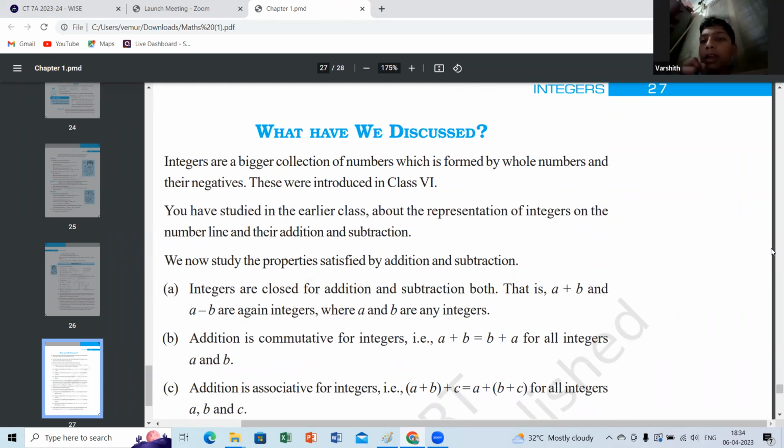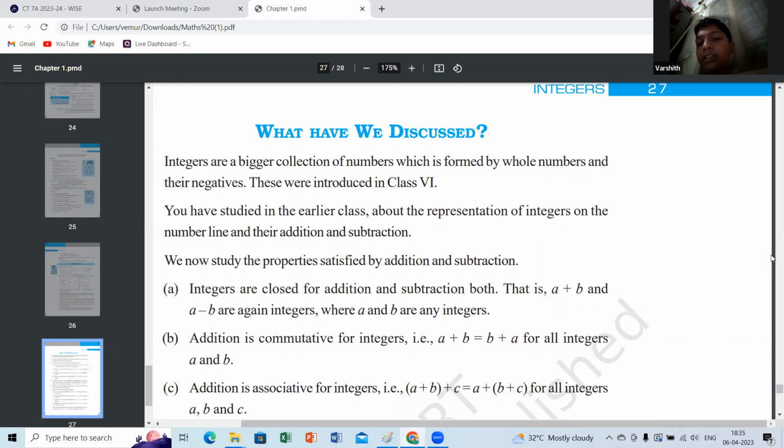Integers are a bigger collection of numbers which is formed by whole numbers and their negatives. These were introduced in class 6. You have studied in the earlier classes about the representation of integers on the number line and their addition and subtraction. We now studied the properties satisfied by addition and multiplication. Integers are closed for addition and subtraction both. That is, a plus b and a minus b are again integers when a and b are any integers.